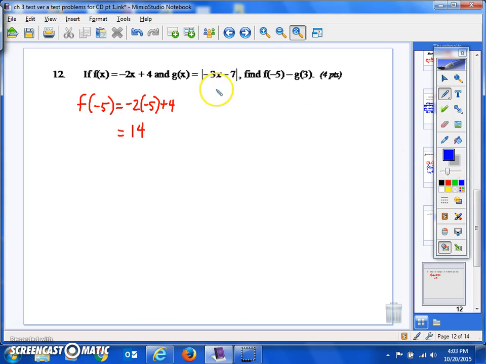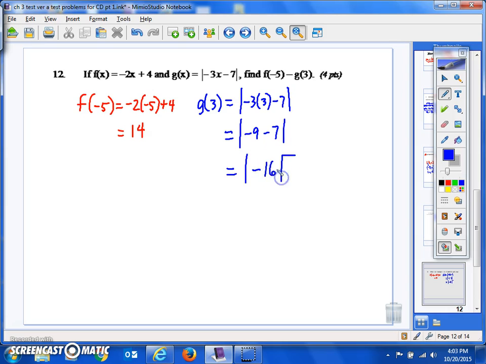Okay? Now let's evaluate the g function using 3. So if 3 is an input in the g function, what is the output? All right? So we always do inside the absolute value first, negative 9 minus 7. That's the absolute value of negative 16, which is 16.